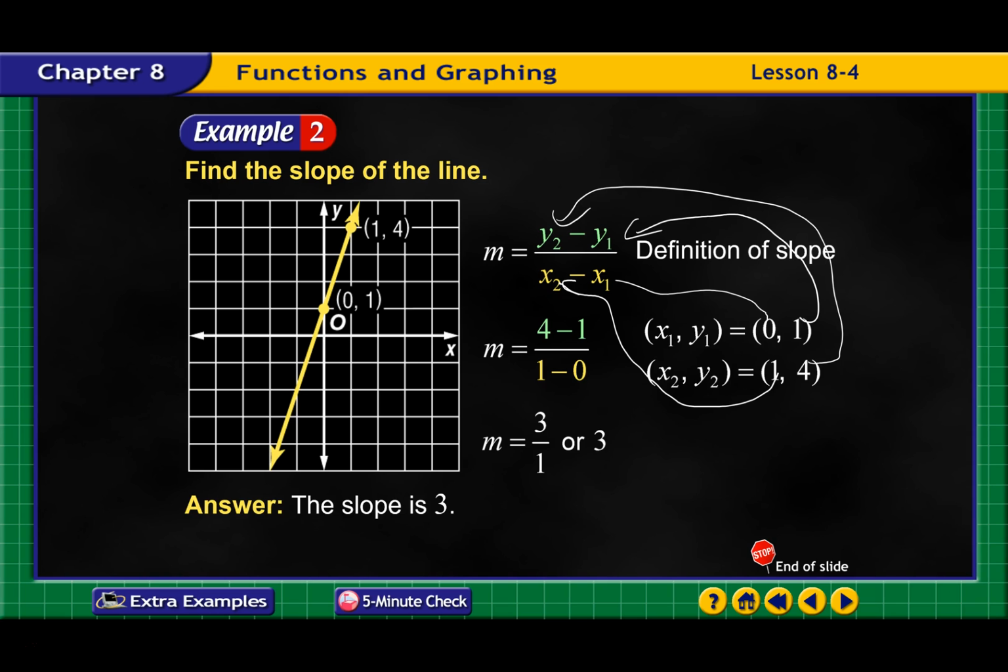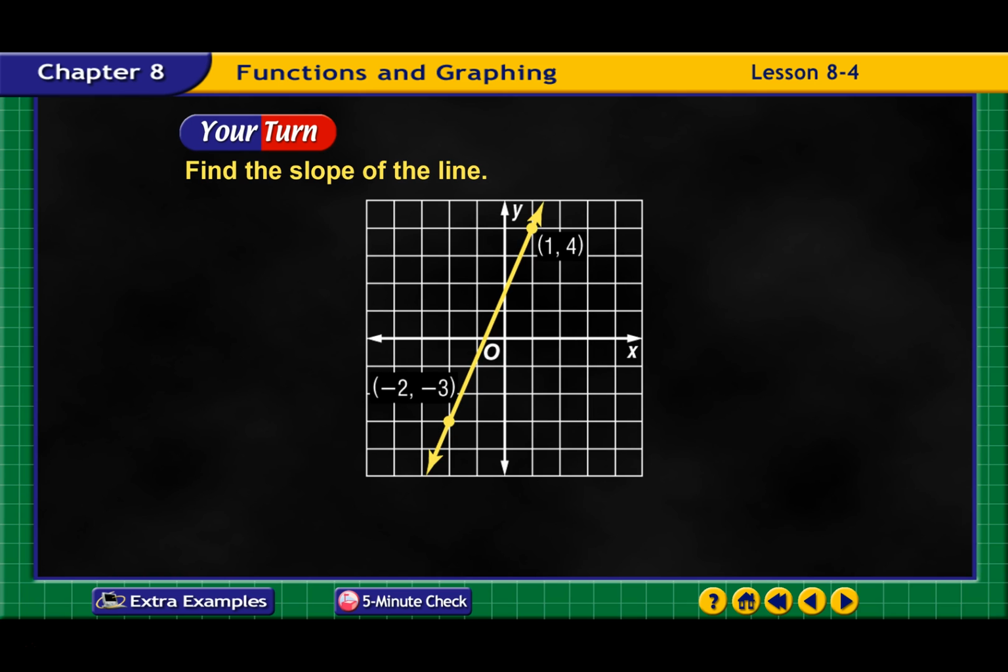The other thing you could have done on this is count up: a rise of 1, 2, 3 with a run of 1. It's another way to do it. But they may not give you the graph every time, so the guaranteed way is to use the slope formula. Your turn, go.